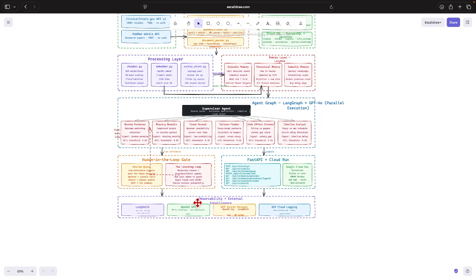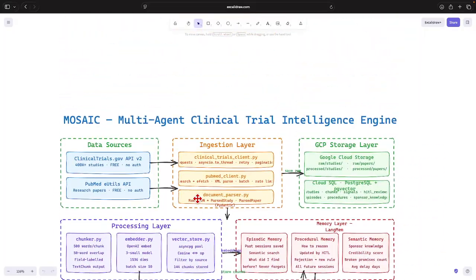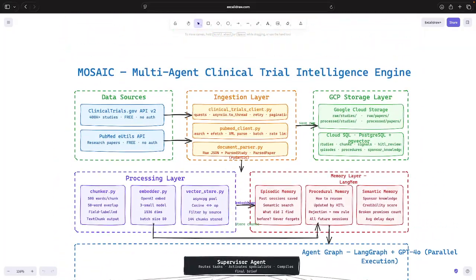Cool. So that is about the architecture, guys. I hope you guys are excited to build. All right. Let's proceed.